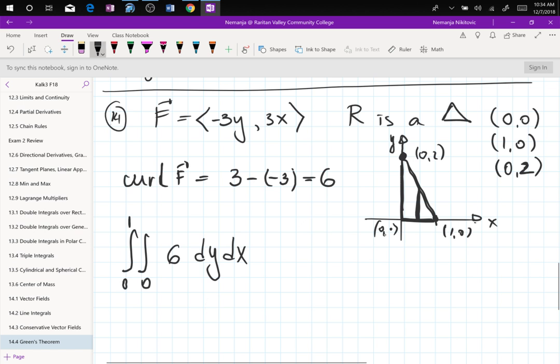And y goes from 0 to this linear line, which is 2 minus 2x, right? Y-intercept is 2. Slope is negative 2 over 1. So 2 minus 2x. Now, that's a joke to compute very quick.